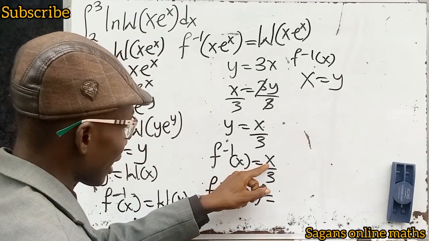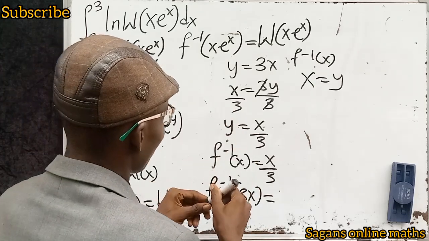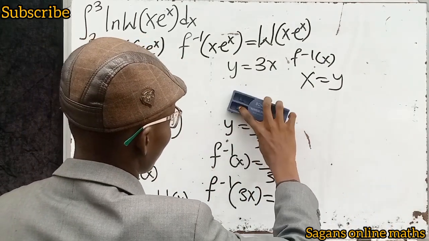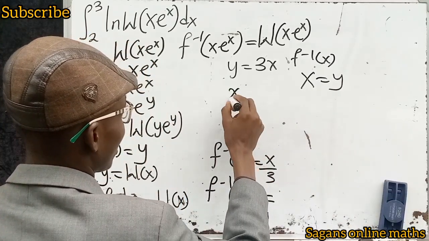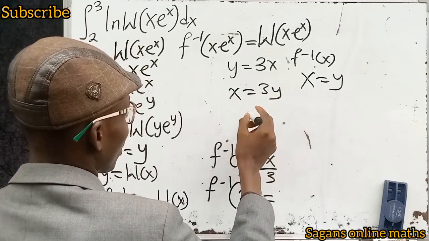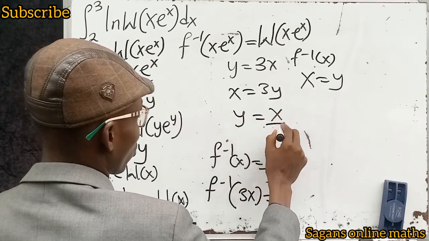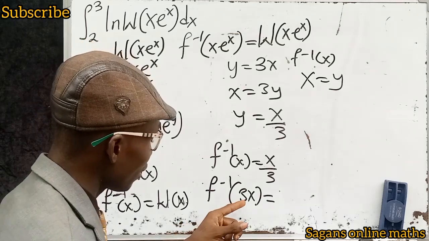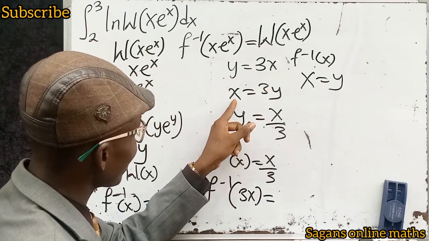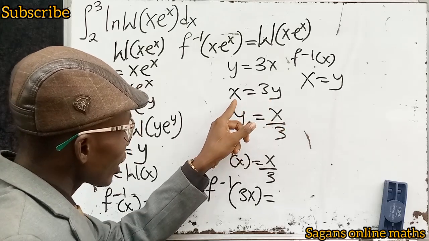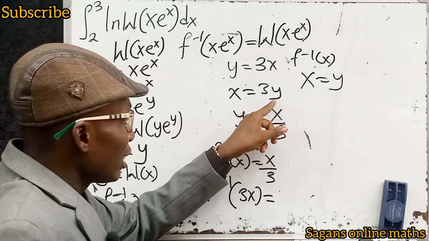Now, you are seeing x here, right? Let me write here very clearly so that you understand what is going on. That means x is equal to 3y, okay? That means y is equal to x divided by 3. Now, what is the inverse function of the original function, which is 3x? Now you can see that x is equal to 3y. So this x you are seeing is x equals 3y, and this y you are seeing is still x.